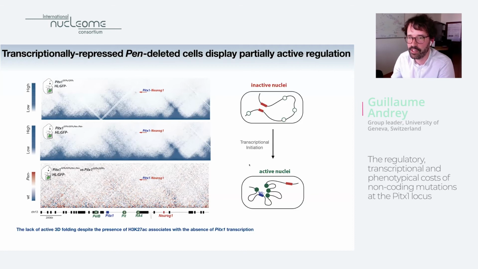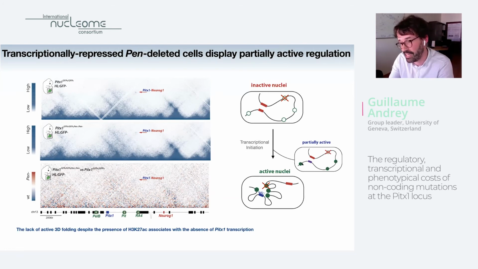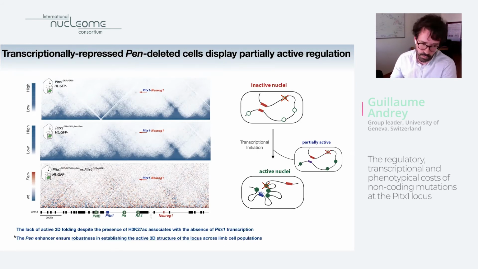So what we think we have there is that normally the cells go from an inactive format with no 3D structure, active 3D structure and inactive enhancer, to a fully active structure and active enhancer. Here, we have just removed the enhancer and we have lost a couple of cells in the process, which were not able to change their 3D structure, despite the fact that some of their enhancers are active. And at the end, they could not manage to induce expression of the gene. So the conclusion here is that the Pen enhancer ensures robustness in establishing the active 3D structure of the locus across the limb cell population.